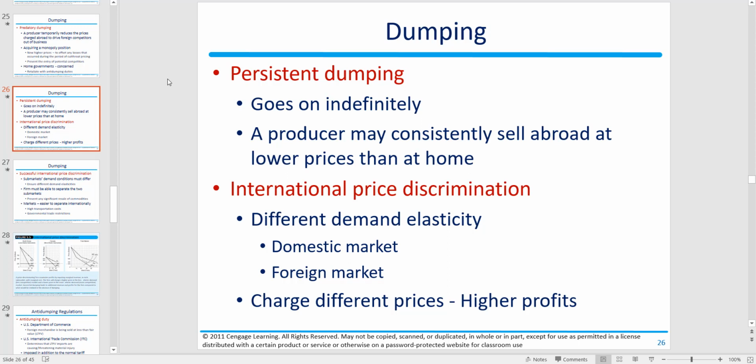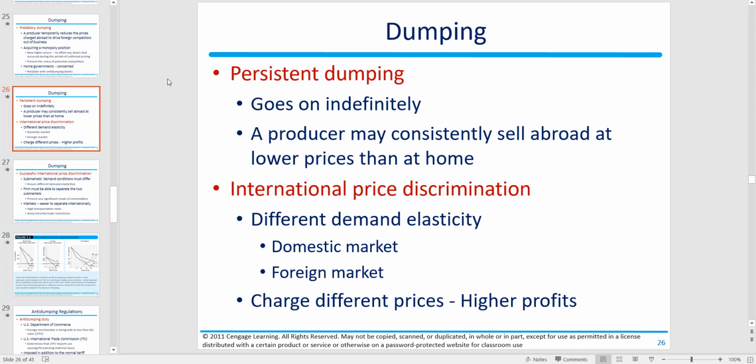So remember, dumping is when a foreign producer sells in the foreign market at a price below the one they sell domestically. They can do this in three forms. One is sporadic dumping. They just want to get rid of inventories and they are targeting a foreign nation to do so. There could be predatory dumping as well, which is done with the ambition of getting a monopolistic position, basically taking out other competitors in that market.